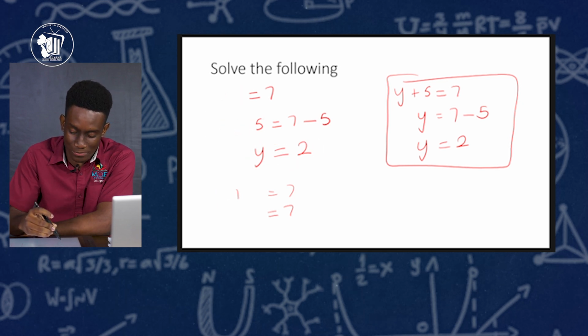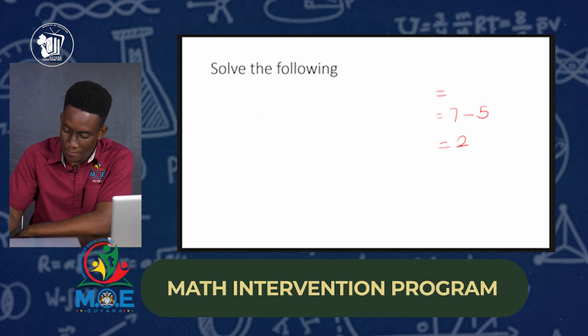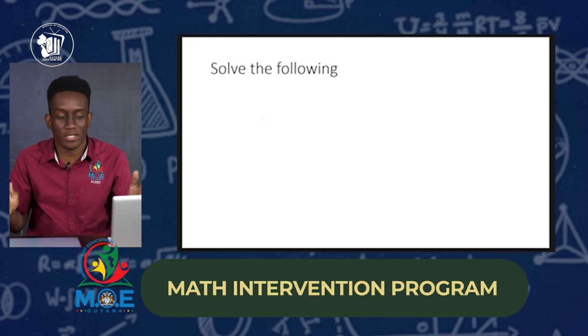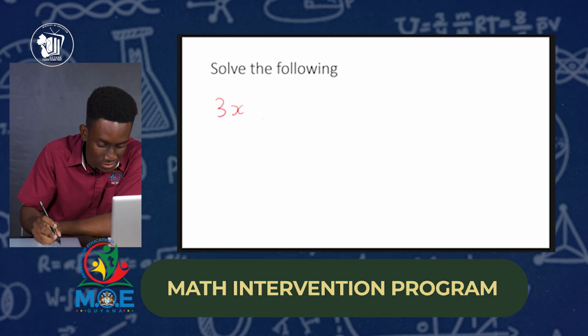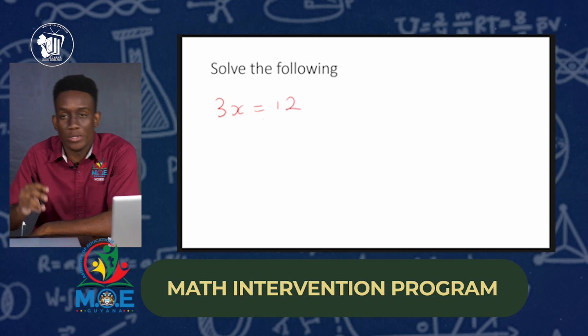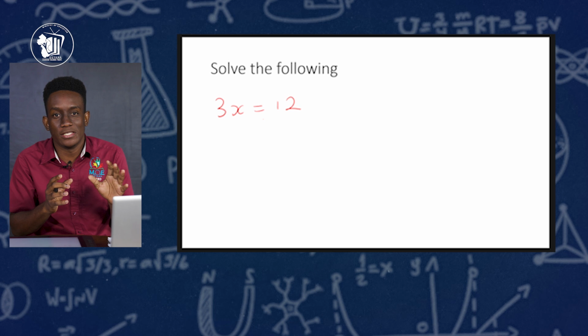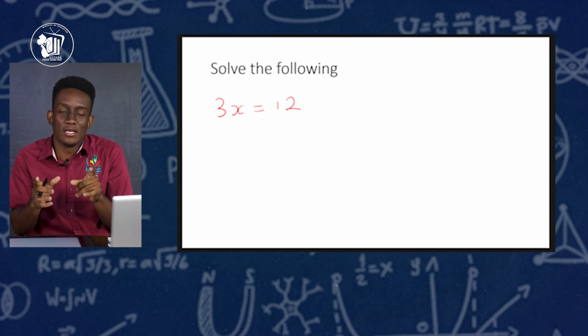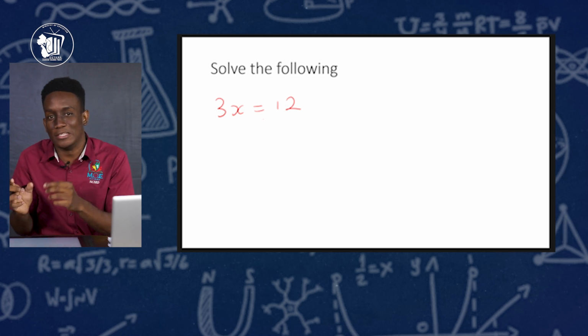So let's look at another example. Let's say we have 3x is equal to 12, and we're asked to solve this equation. So we want to get rid of everything surrounding the x. And we have 3x. What is that 3 doing to that x? Of course, we know that the 3 is multiplying the x.